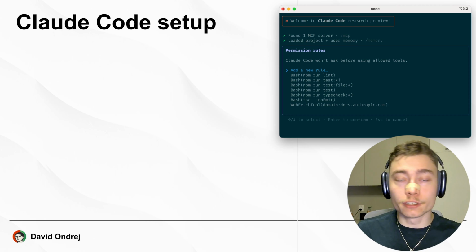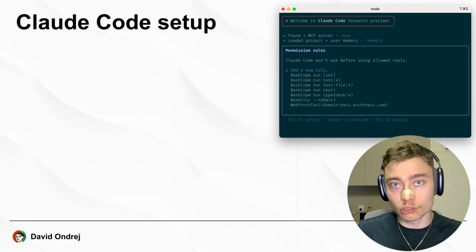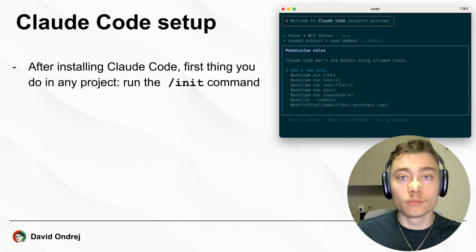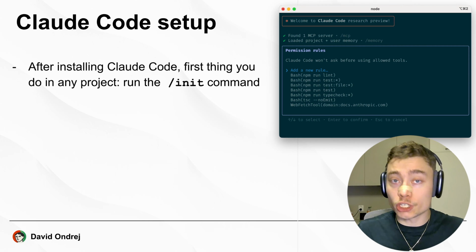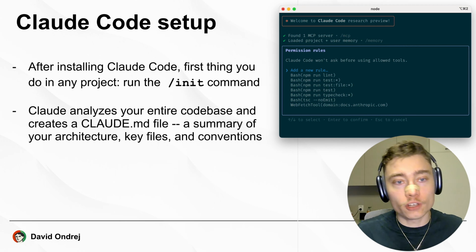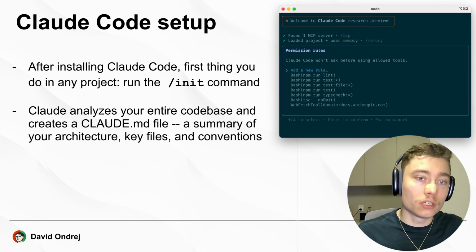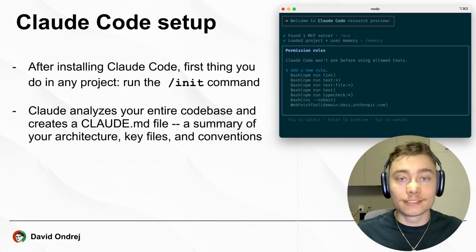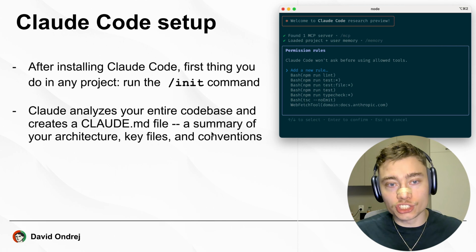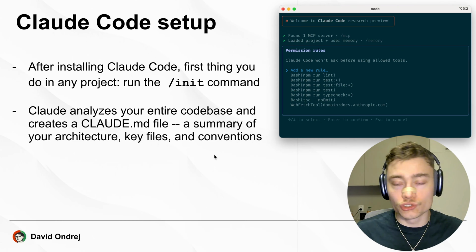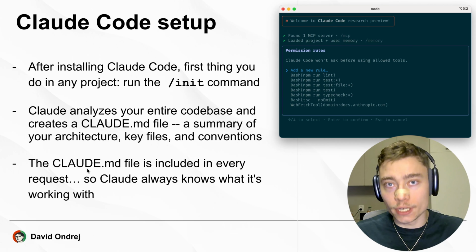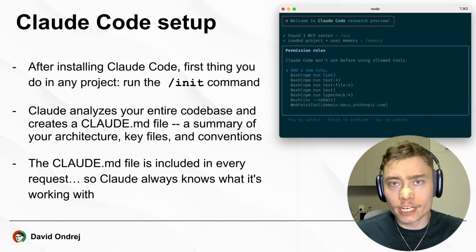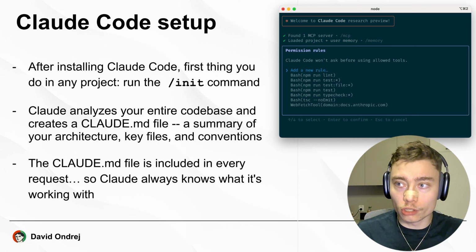Now, the next thing that Anthropic teaches us in this course is the Claude Code setup. So after you install Claude Code, the very first thing you want to do in any project is run the /init command, especially if it's an existing code base. This will have Claude analyze your entire code base and create a claude.md file, which will act as the system prompt for your Claude Code. And it includes a summary of your architecture, key files, conventions, and anything else that is relevant to Claude Code performing well. Now, the best part about claude.md is that it's included in every request. So you don't have to copy paste it or anything like that. Claude Code will always know what project it's working with.